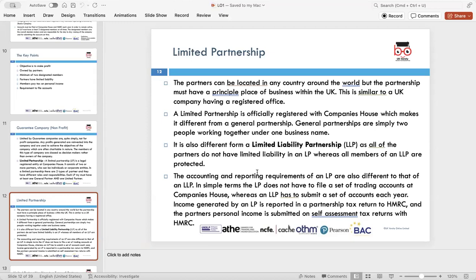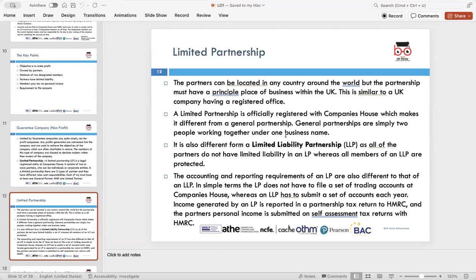When compared to a general partnership, a limited partnership is distinguished by its official registration with Companies House, which sets it apart from the latter. Generally speaking, a general partnership consists of two individuals working together under the same business name.